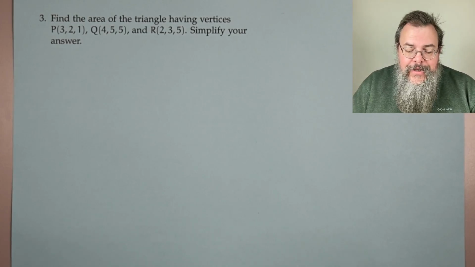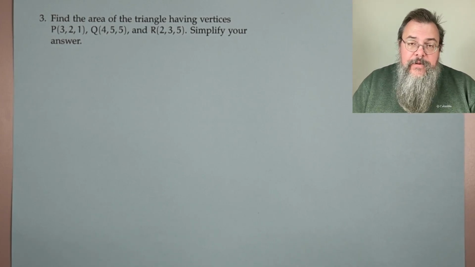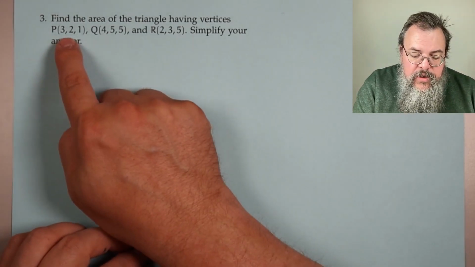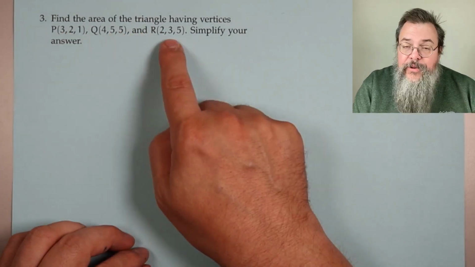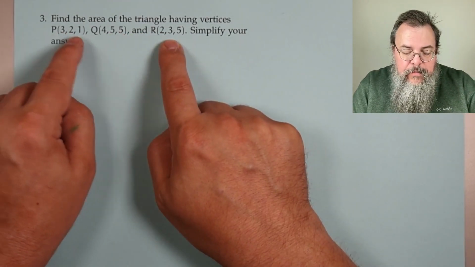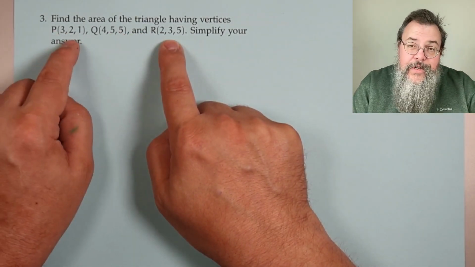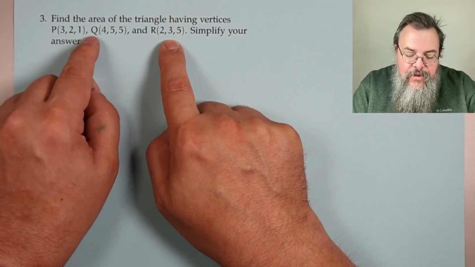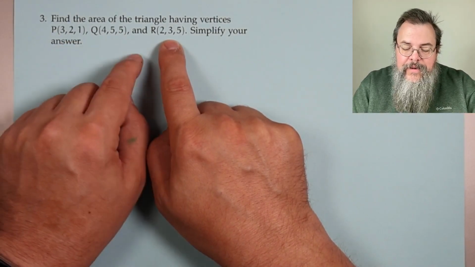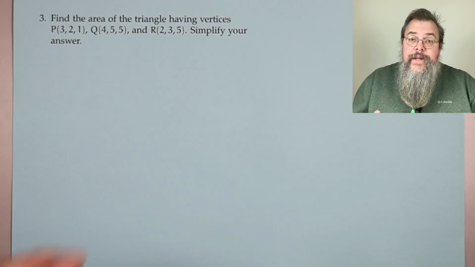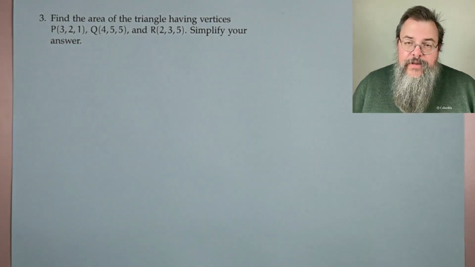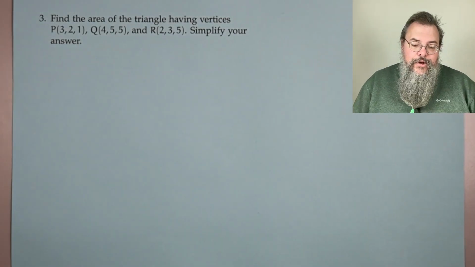Find the area of the triangle having vertices P(3,2,1), Q(4,5,5), and R(2,3,5). Now this just means there's a point we're calling P and the coordinates are at (3,2,1). There's a point we call Q, coordinates are at (4,5,5), and so forth. And simplify your answer. Okay, cool.